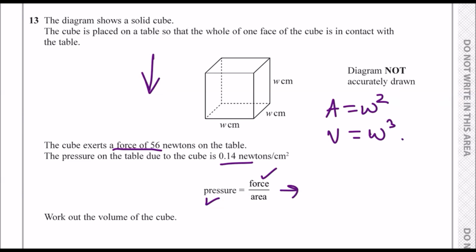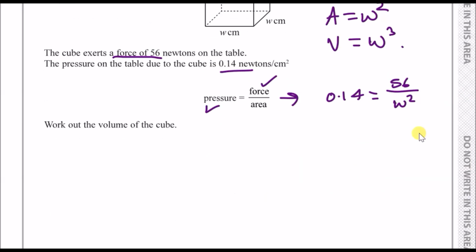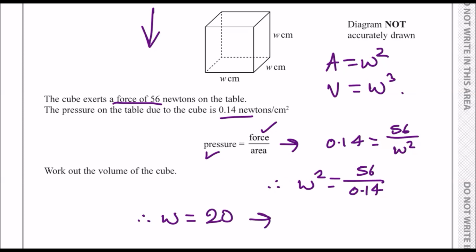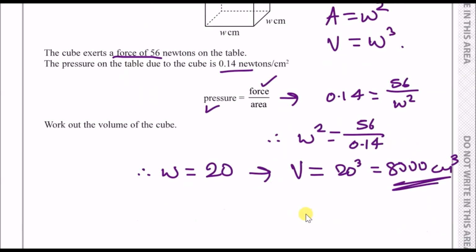So using the pressure formula and substituting the values in, we have 0.14 on the left equals a force of 56 over an area of W squared. Now, to solve this one, just rearrange and make W squared the subject. All I would do is times W squared across and divide by 0.14. So you get W squared equals 56 divided by 0.14. Now, put this in a calculator and then square root the answer. You should get a W value of 20. And therefore, to get the volume, just cube this result. So the volume is W cubed, which is 20 cubed, and that is 8,000 centimeters cubed. And that's it, guys. That's 13 done.